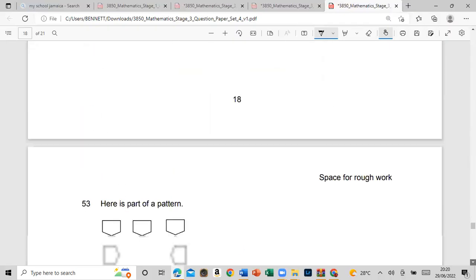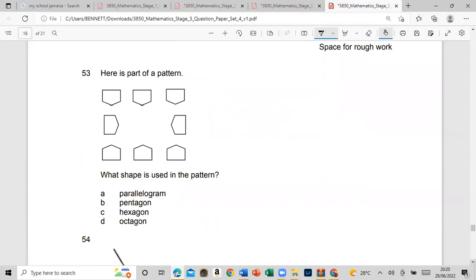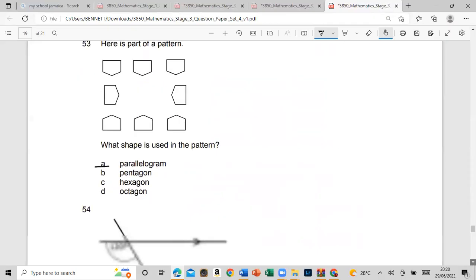I can use the formula, right? Here is part of a pattern. What shape is used in the pattern? Five sides. 1, 2, 3, 4, 5. Pentagon. A 5 sided shape, yeah, 1, 2, 3, 4, 5. That's a pentagon, 5 sides, right?